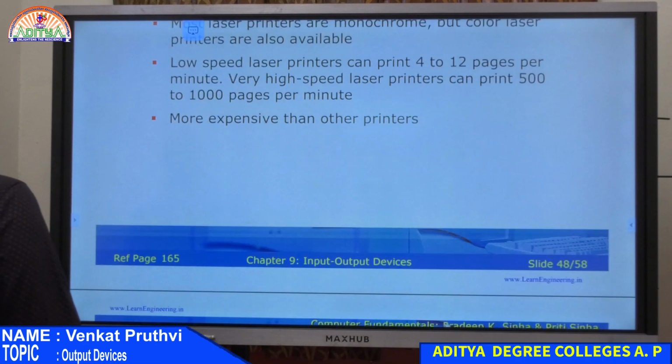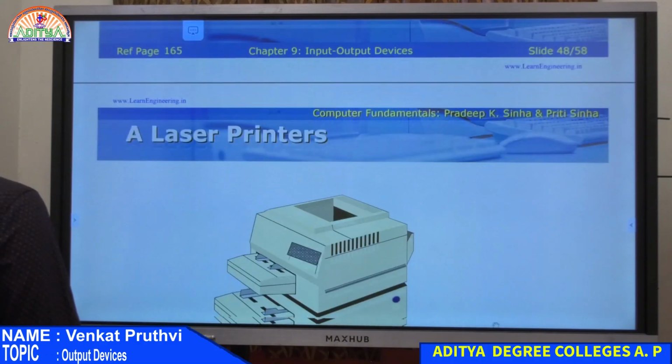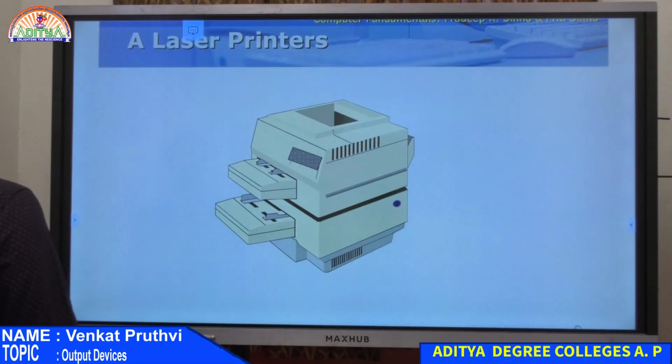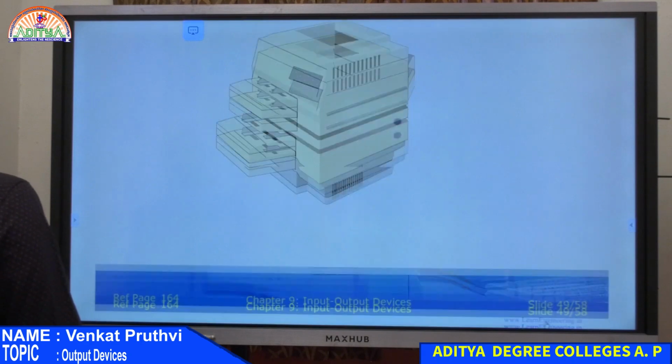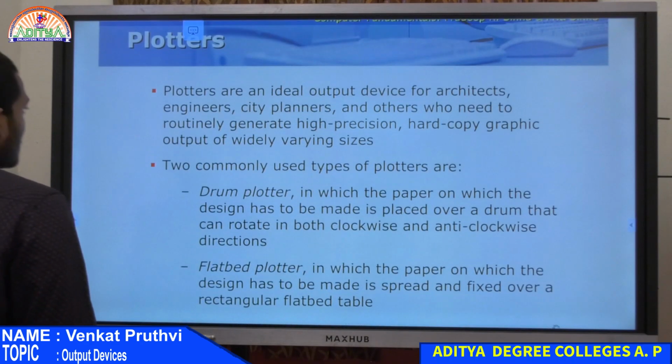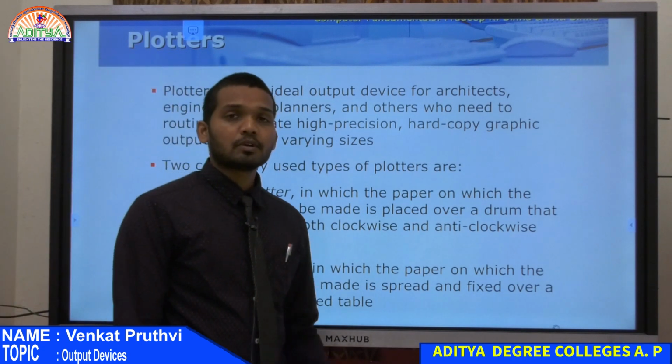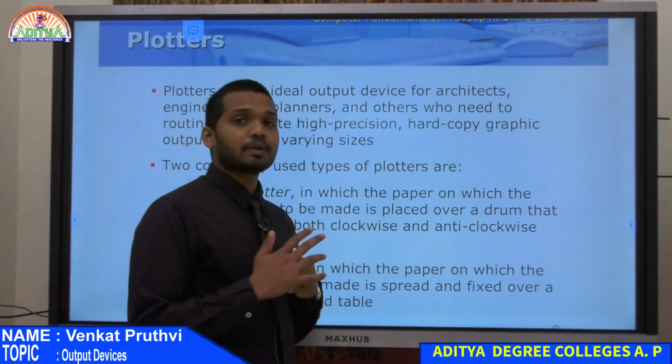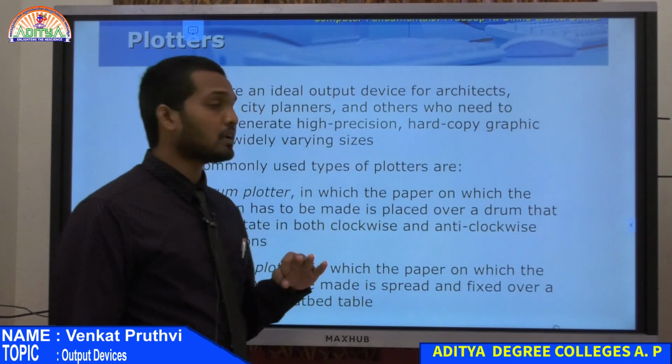And then we have the diagram of a laser printer. This is how your laser printer looks. And then the next kind of output device we have is the plotter. Till now we were only discussing two types, monitors and printers. The next kind of output device we have is the plotter.